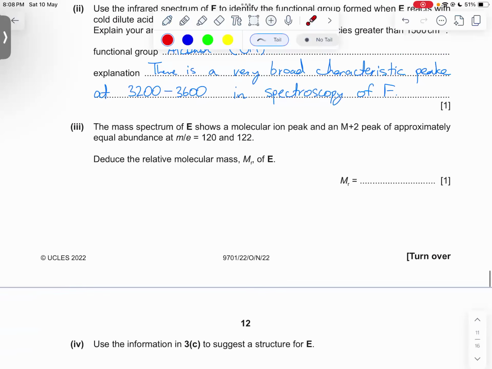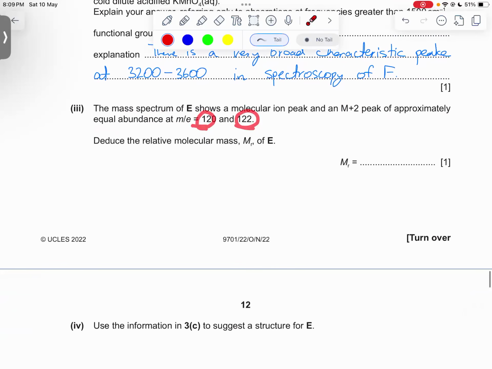Next question. The mass spectrum of E shows a molecular ion peak and an M plus 2 peak of approximately equal abundance at m/e equals 120 and 122. Deduce the relative molecular mass of E. So they are saying that the molecular ion peak and the M plus 2 ion peak are at 120 and 122. Well, we know that E is an alkene, right?